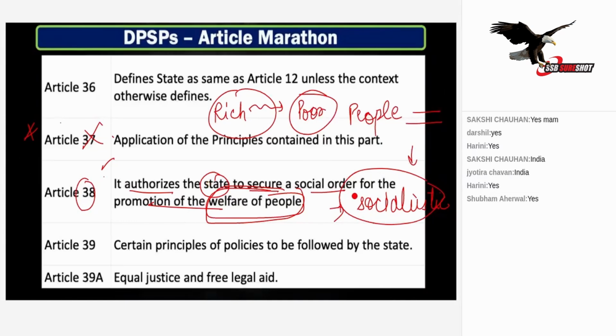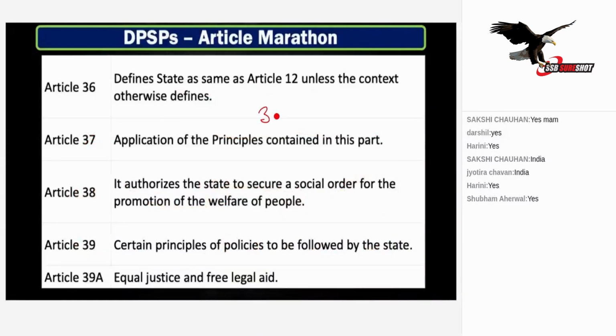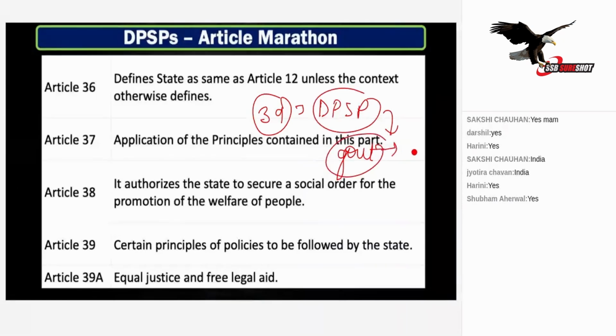Article 39, what does Article 39 say? It says certain principles of policy are to be followed by the state. Article 39 says that there are a few DPSPs which are mandatory, like government has to keep them in mind before making any laws. Article 39, it's not that important. Now, Article 39A, free legal advice. What does this free legal advice mean?